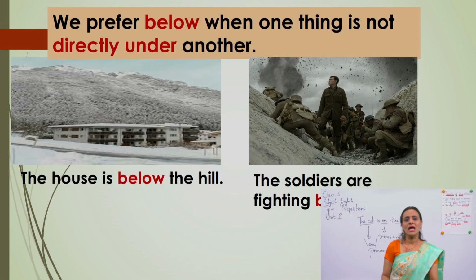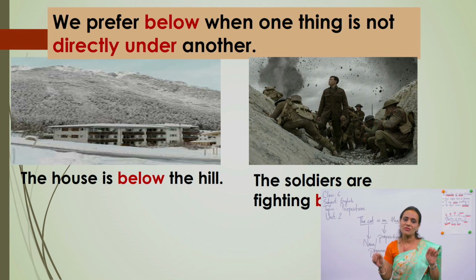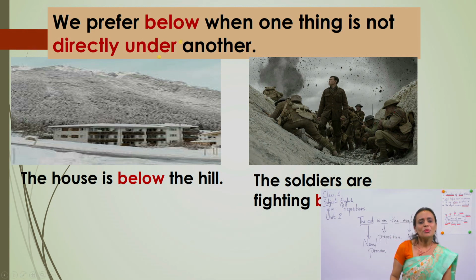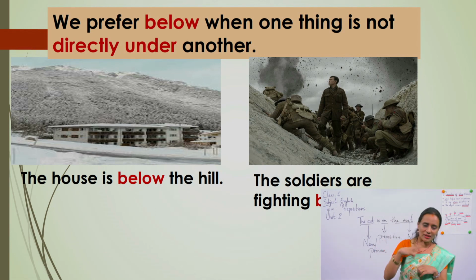Okay, now there is another word, below. Under and below come together. Both of them mean what? Downwards positions, as I have already told you just before. Now we prefer below when one thing is not directly under another. While using under, one thing is directly under, directly downwards, isn't it? But here we prefer below when one thing is not directly under another.